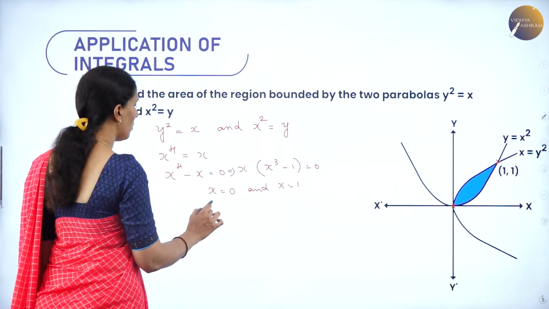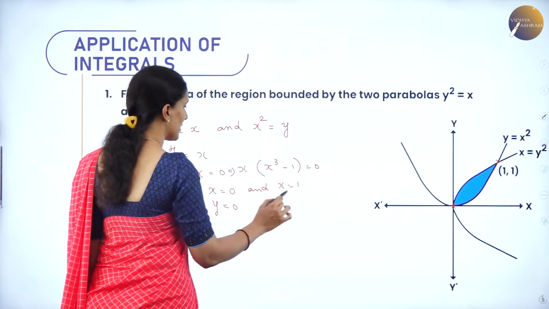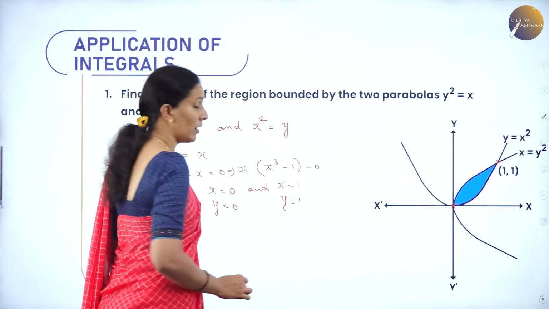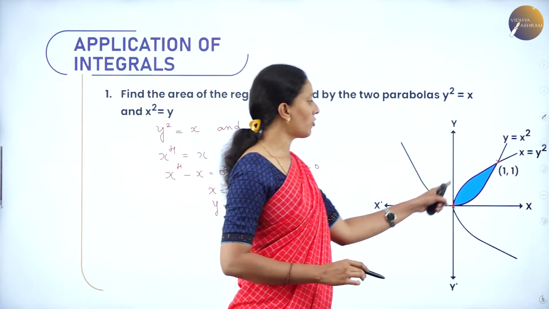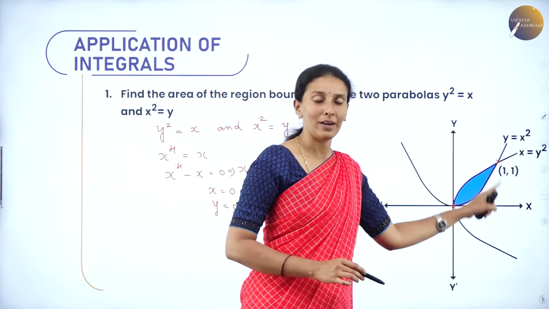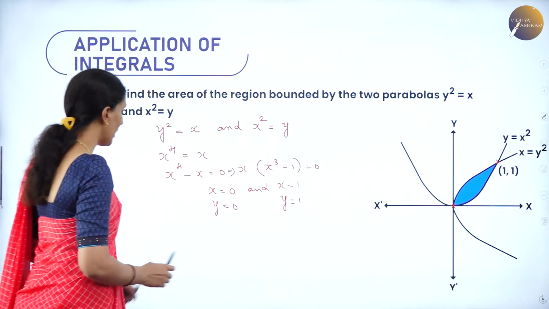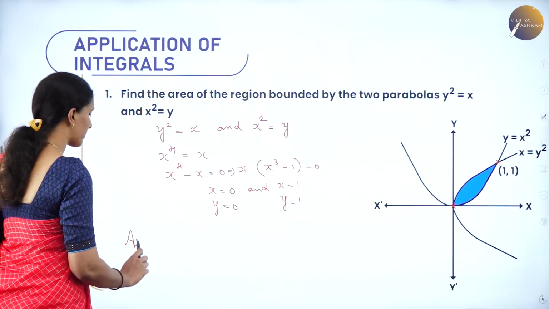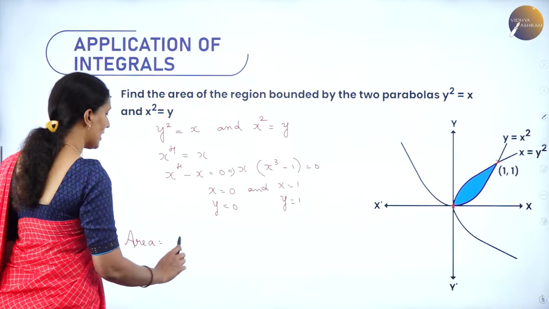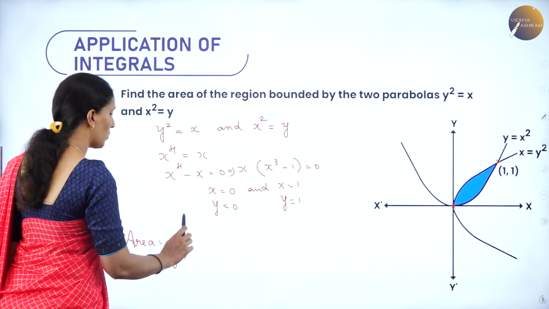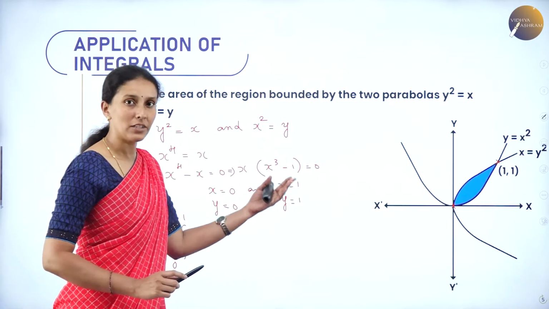If x is equal to 0, y is also 0. If x is equal to 1, y is also 1. So therefore, the point of intersection of the two curves is (0, 0) and (1, 1). So therefore, here the area can be taken as the integral from 0 to 1 of f(x) minus g(x).